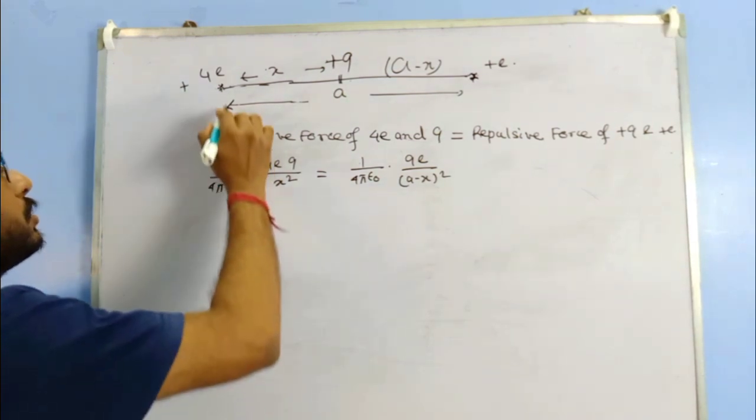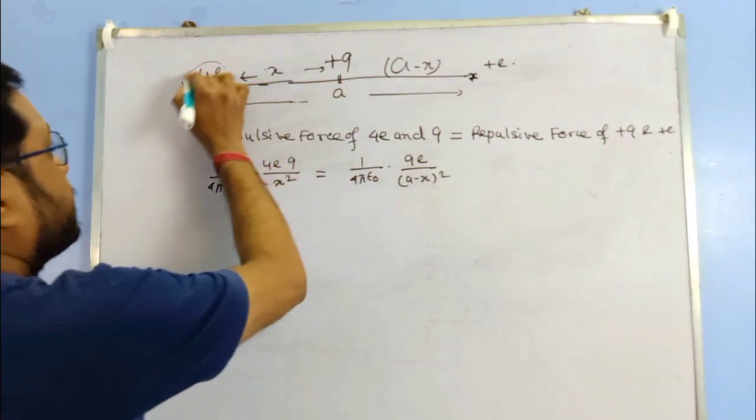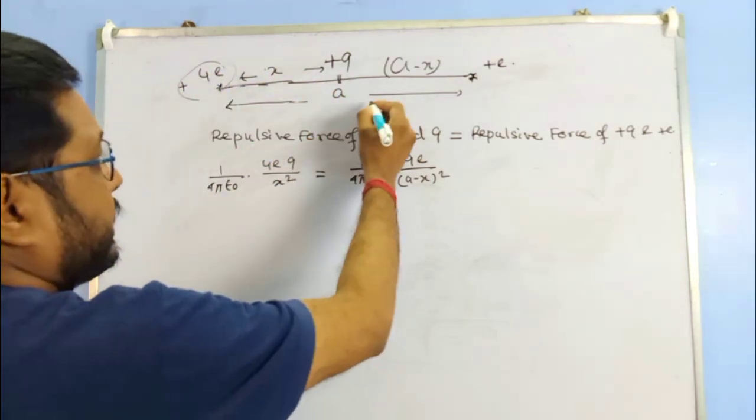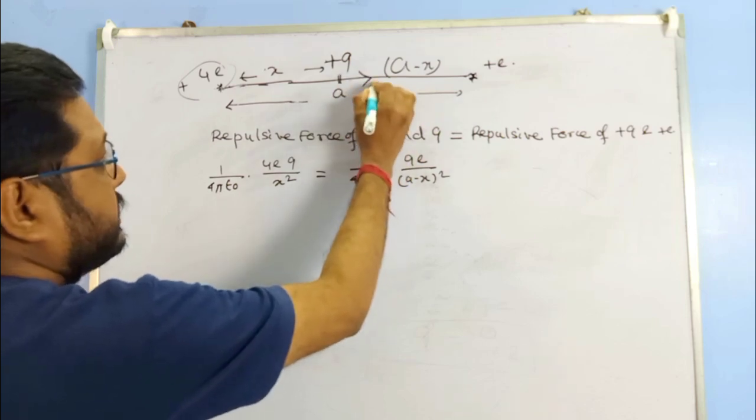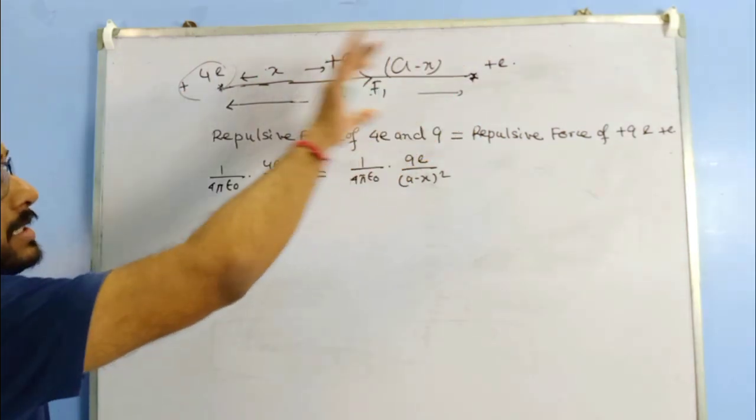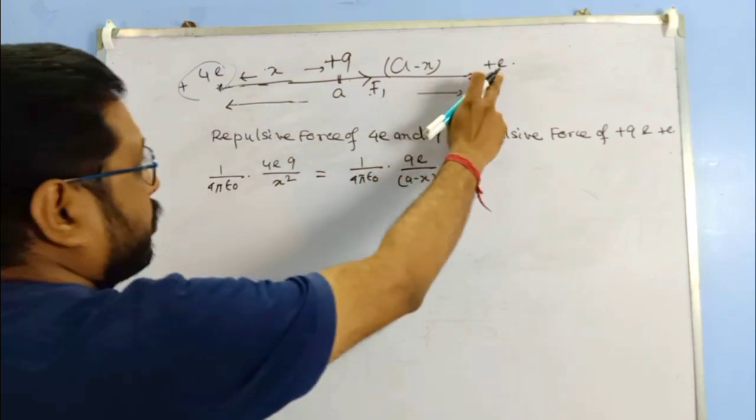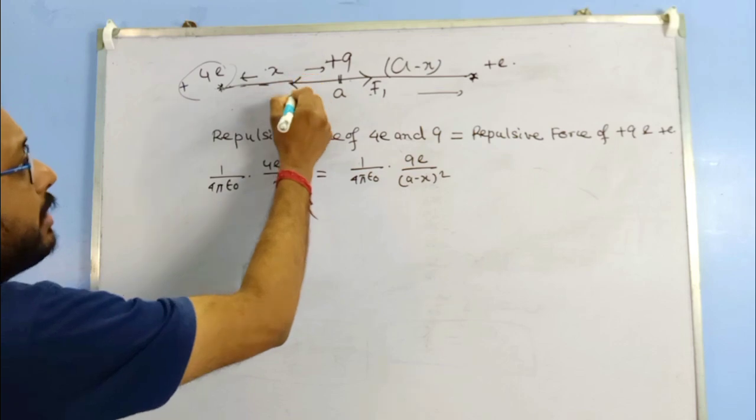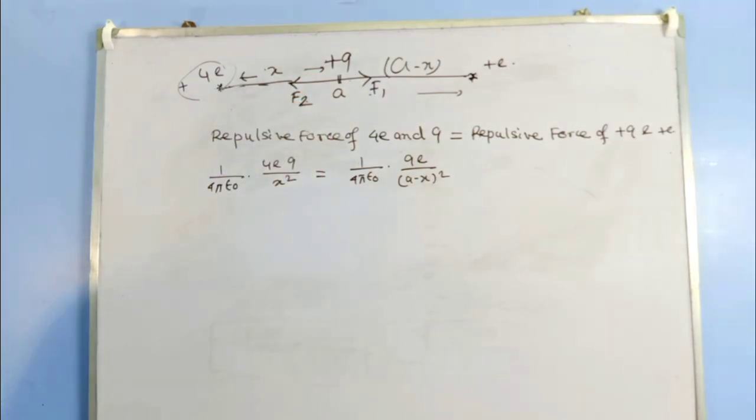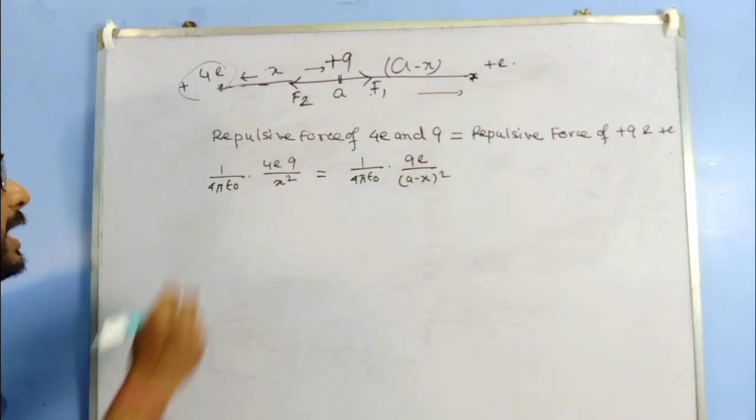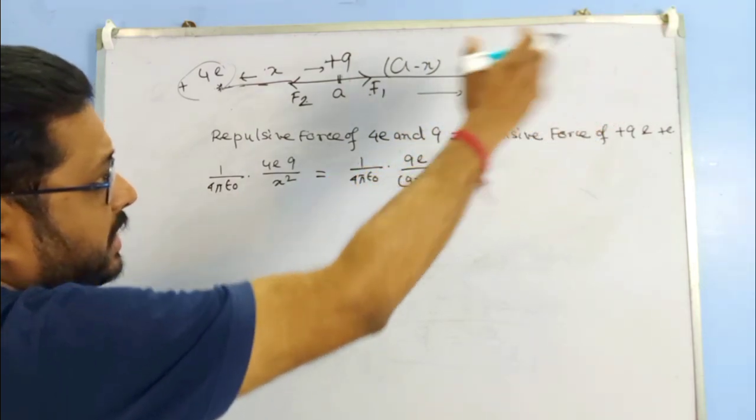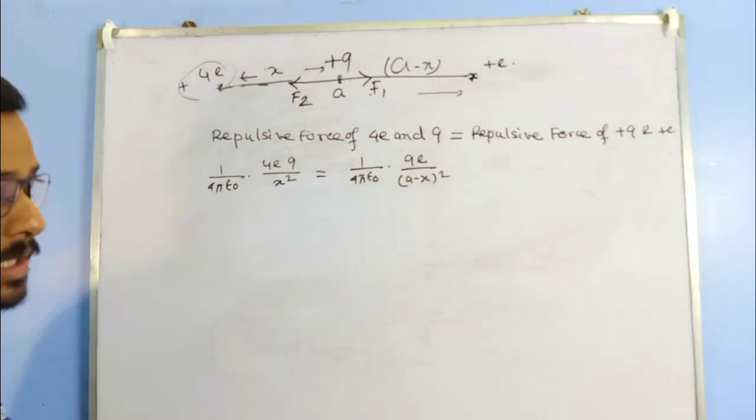In this direction, the force exerted on q by 4e is F1. The direction of F1 is along this direction as the force is repulsion. The force between plus e and plus q is F2, and F2 acts along this direction. I hope you understand the direction of force. As they are two repulsive forces, the direction of F1 is along the right side, and the direction of F2 is along the left side.